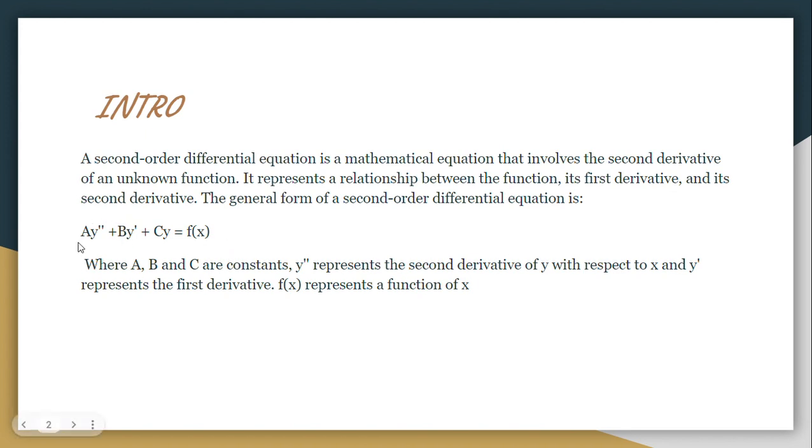As you can see, a, b, c are constants with a function f(x) here. And you have y double prime, which is the second derivative, y prime, which is the first derivative, and y, which has no derivatives at all. So this is the general formula of a second order differential equation.